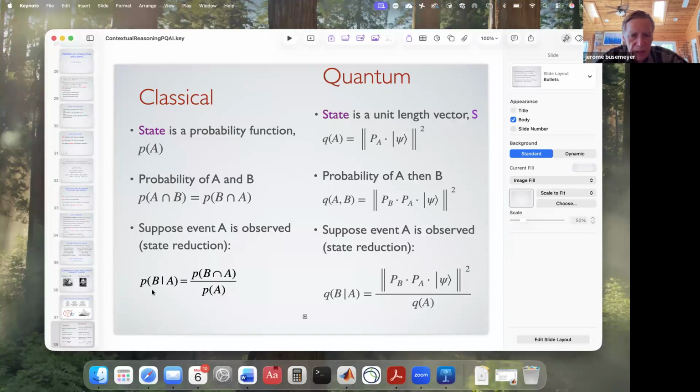In classic probability theory, the conditional probability of event B given A is the joint probability of B and A divided by the probability of A. In quantum theory, we might think of the conditional probability of event B given A as: we first get the squared projection on A and then B, and then we normalize it by the probability of A, in a manner similar to classic probability theory. So that's how quantum probability theory works.